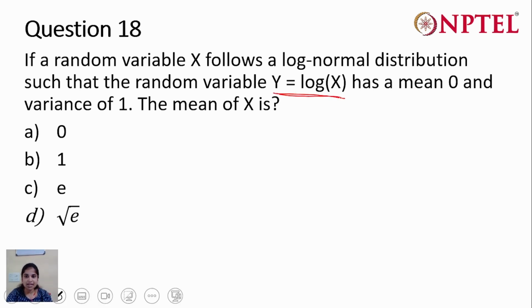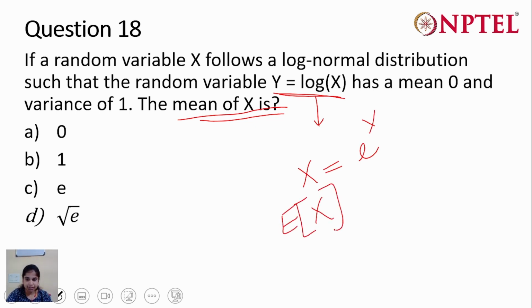We are given that y is log x. We have to find the mean of x. How can we find the mean of x? If y is log x, x can be written as e to the power y. So we have to find the expectation of x, which is the expectation of e to the power of y. We know the mean and variance of y. Basically, it's a normal distribution.